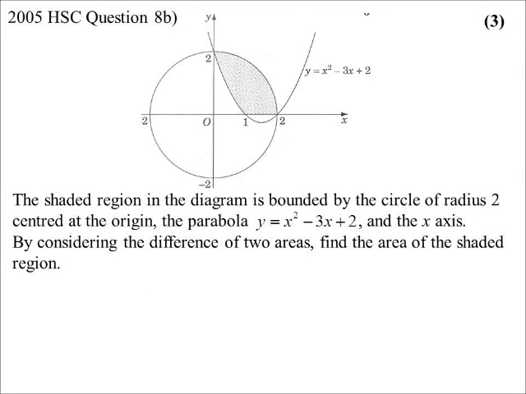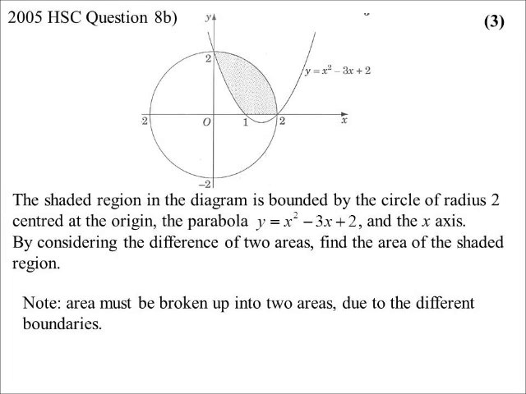This was an interesting one. A bit later in the paper, you'll notice it's question 8, so there's probably a bit more happening. So we've got the circle, radius 2. We've got a parabola, y equals x squared minus 3x plus 2. They've given us a hint: by considering the difference of two areas, find the area of the shaded region. Now here's the thing. If the boundaries change, you need a new integral.